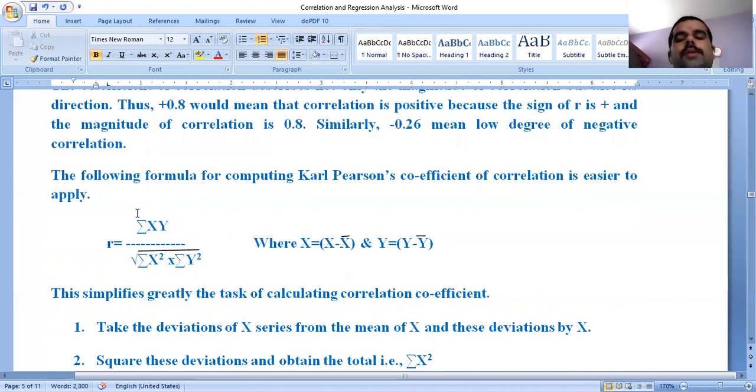That is, r is equal to sigma xy divided by the square root of sigma x square into sigma y square, where x is equal to X minus X bar and y is equal to Y minus Y bar. To get these small x and y values, we do x equals X minus X bar, and y equals Y minus Y bar.